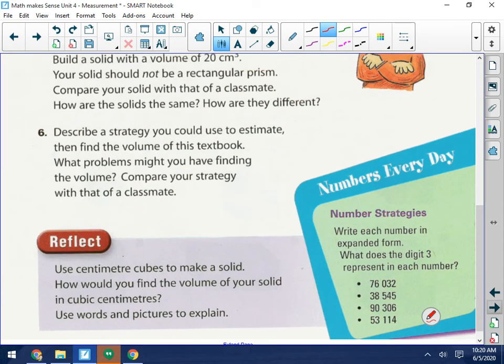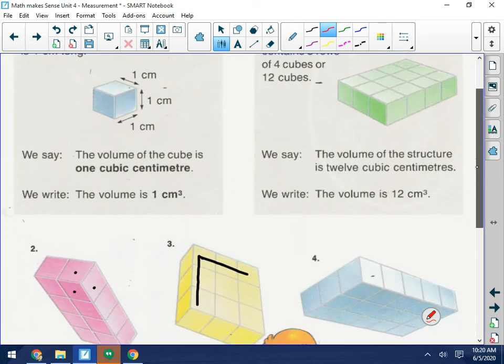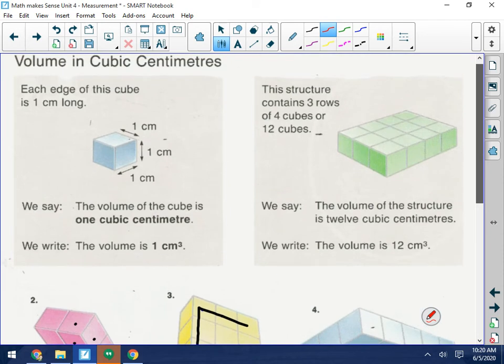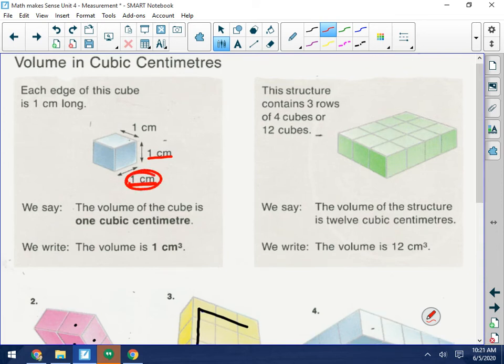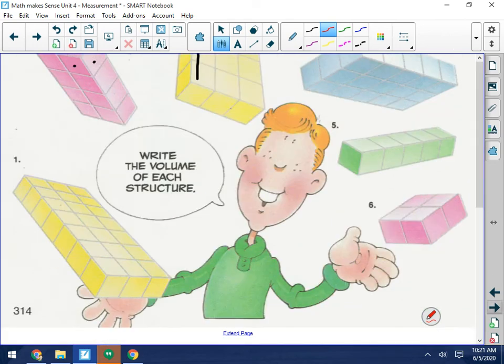All right. So again, same idea that this cube has a volume of 1 cubic centimeter. 1 centimeter long, 1 centimeter wide, 1 centimeter high, that's right. So you'd find the volume of all these.